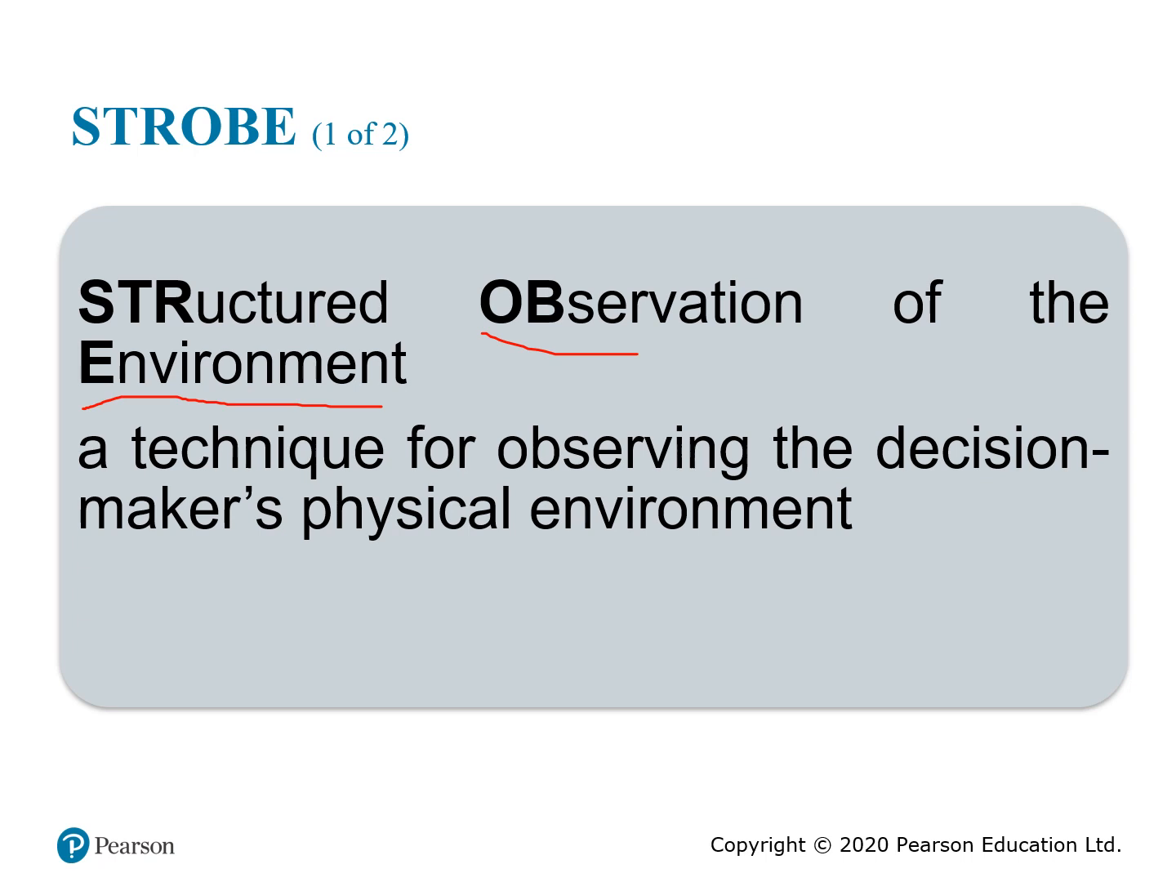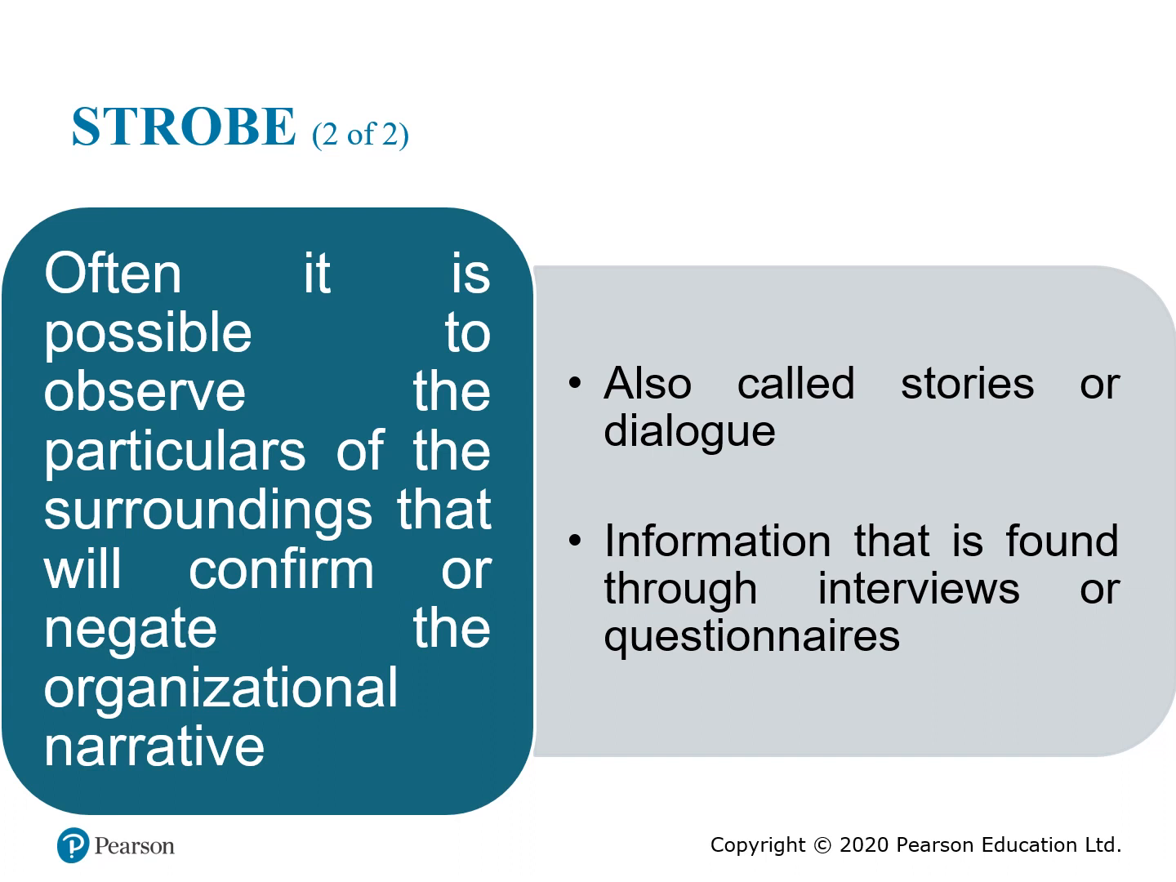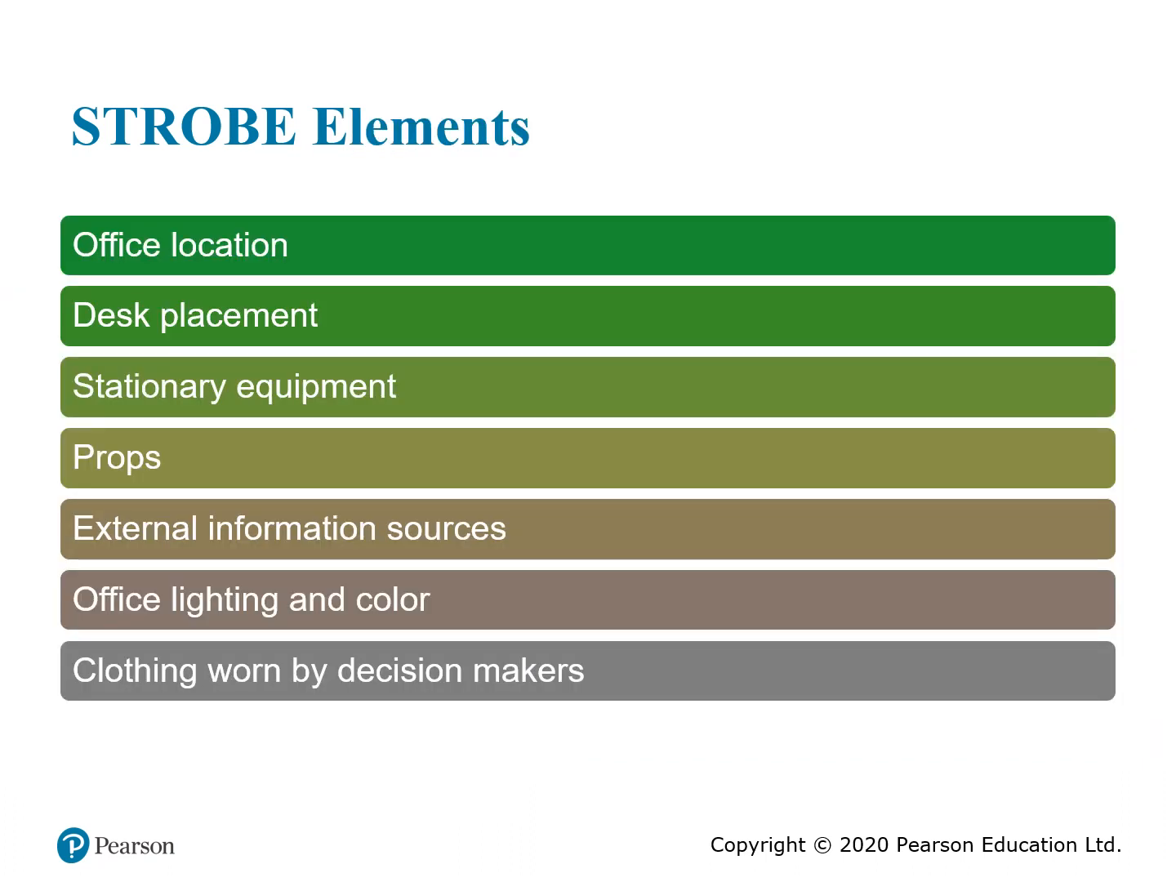Observing the physical environment also reveals much about the decision maker's human information requirements. Often it's possible to observe the particulars of the surroundings that will confirm or negate the organizational narrative, also called stories or dialogue, which is information found through interviews or questionnaires. The STROBE elements can reveal much about the way decision makers gather, process, store, and share information, as well as about their credibility in the workplace.